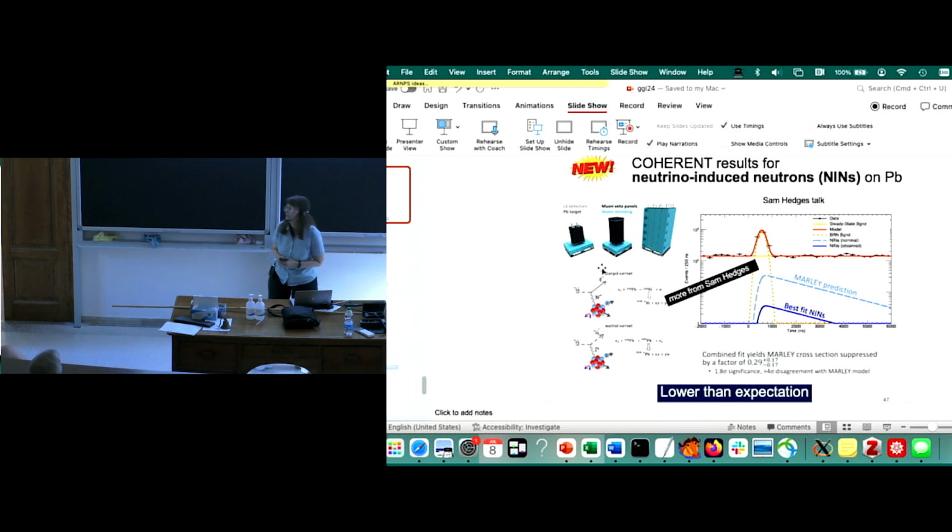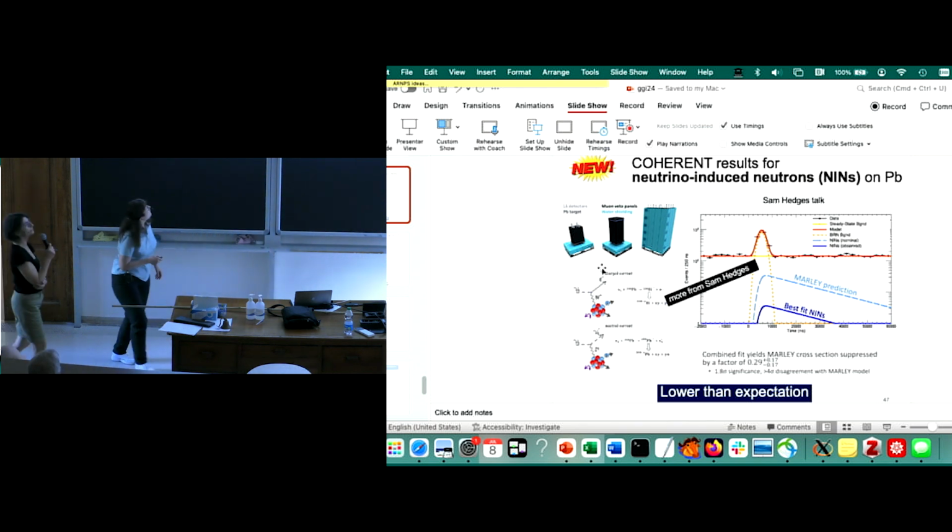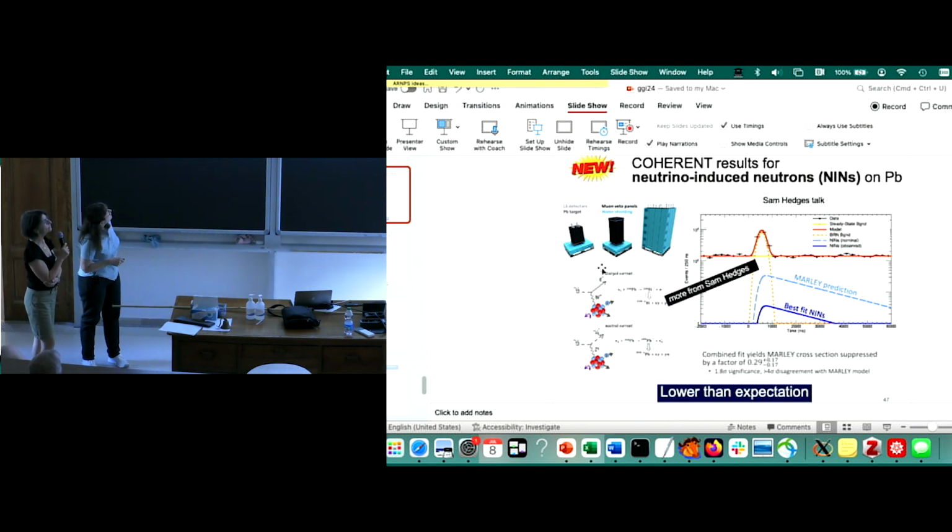Here it is. So this is actually the thesis of Sam Hedges, and I grabbed this slide as a backup from another conference, but in fact it's quite low. Here it is. Yes, the best fit is 0.3 plus 1.7 minus, plus 0.17 minus 0.17. I see.